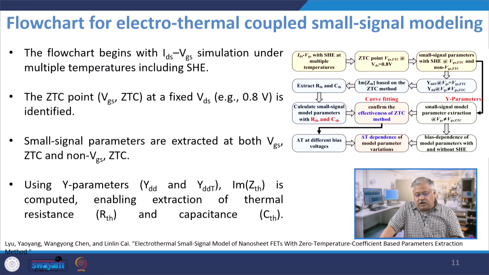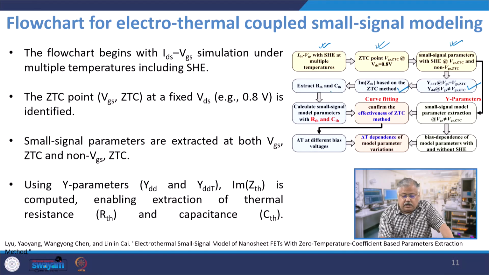Now, if you look at the flow chart for electrothermal coupled small signal modeling, we generally find the value of IDVG. If you look at the right hand side flow chart, we find the IDVG simulation with self-heating effect for multiple temperatures. We extract the ZTC point for the saturated case. Then we go for small signal parameter extraction with self-heating effect. We look into the Y parameter, Z parameter, and then we extract the thermal equivalent resistance and thermal equivalent capacitance. When we do that, we compare with the model parameters RTH and do a curve fitting.